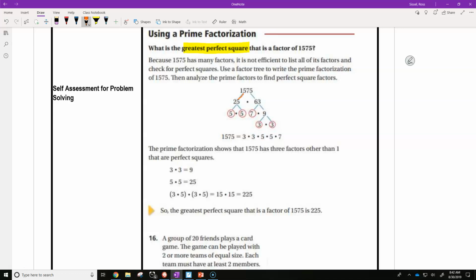We did 25 times 63. 25 broke into 5 times 5. Those are primes. 63 to 7 times 9. 7's prime. 9 to 3 times 3. And those are prime. And they wrote out that part. You should be able to do that. That just would have been hard because that's a big number, right? But they did a prime factorization tree. Nothing new. We already did those.